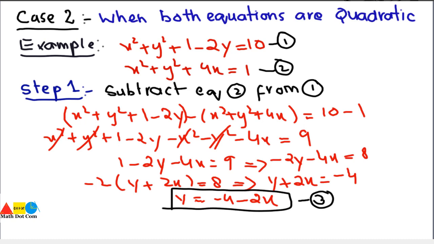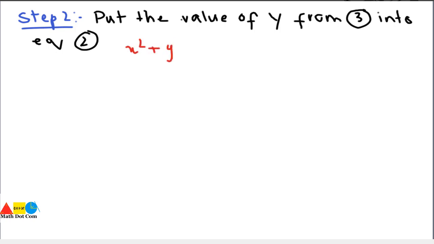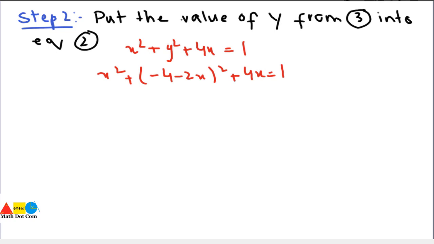Now you have to put the value of y from equation 3 into equation 2. This will be step number 2. So step 2 is put the value of y from 3 into 2, that means from equation 3 into equation 2. Equation number 2 is x square plus y square plus 4x equals 1. Then x square plus, what is y? (minus 4 minus 2x) whole square plus 4x equals 1.